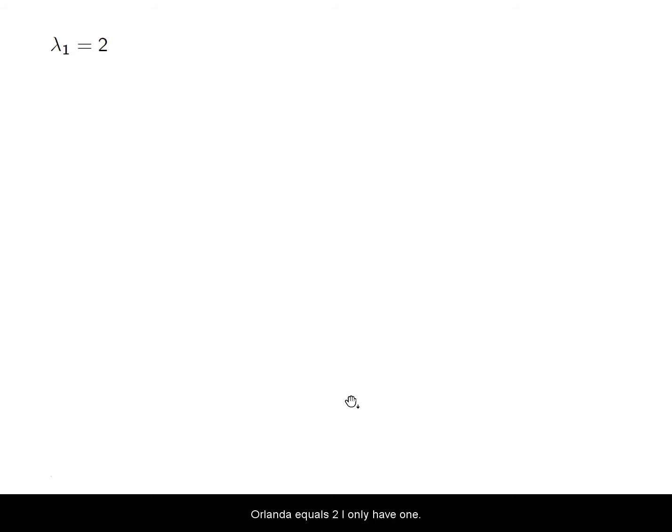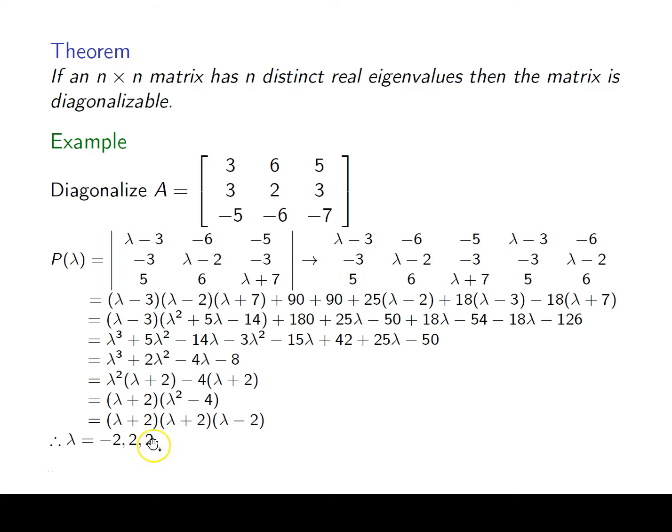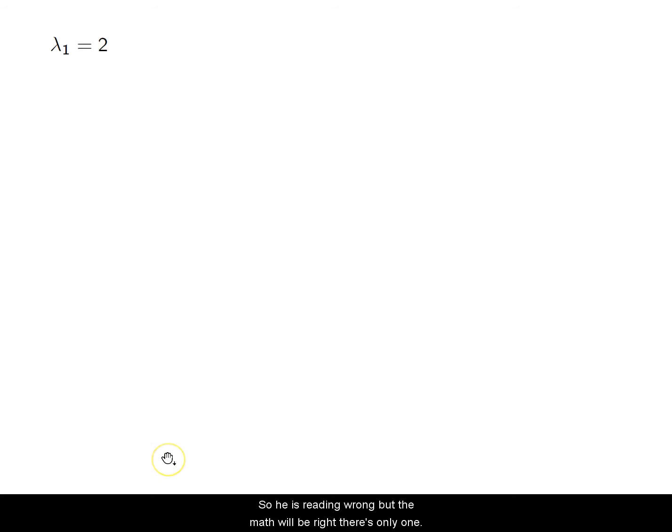So for lambda equals 2, I only have 1, right? I only have 1, not 2, only 1, because I messed up here. There should be 2 negatives here, so this one only appears once. Here it's written wrong, but the math will be right.